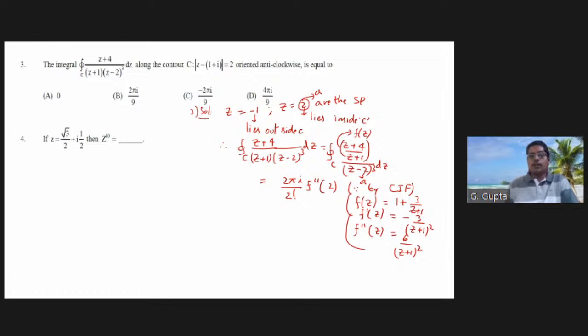So this is the explanation part. Go back, come to this step: 2 factorial and 2 cancel, pi I multiplied with f double dash 2. In this f double dash z, put z is equal to 2. So 6 by 2 plus 1 whole cube. 3 cancels, 3 cube is 27. So 2 pi I by 9. Accordingly, the answer is option B.